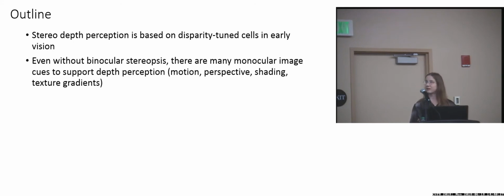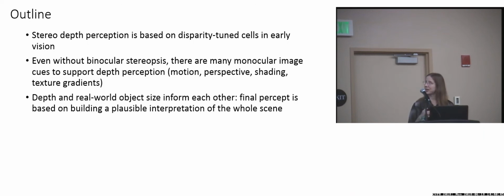Even if you don't have binocular cues, there are many monocular cues that you can use to compute 3D depth in scenes. The most important one is motion. But there's also perspective, shading, and texture gradients. And these cues tend to be the ones that we focus on in computer vision systems to compute 3D depth.